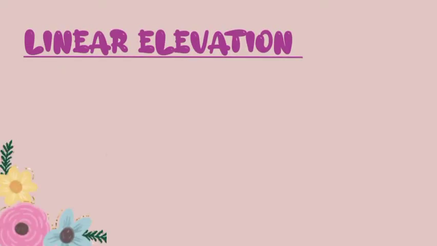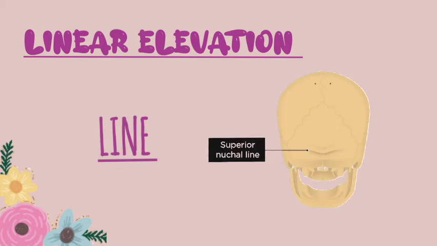Okay, let's begin. First of all, we will be discussing the linear elevation. So let's talk about a line. What is a line in anatomical terminology? A line is a projection in an area of bone which is projecting above the surface of the bone.